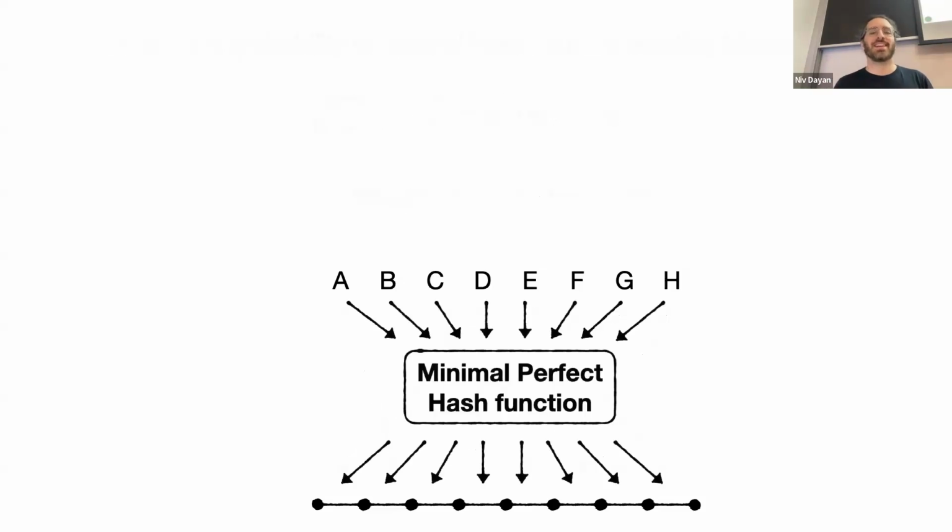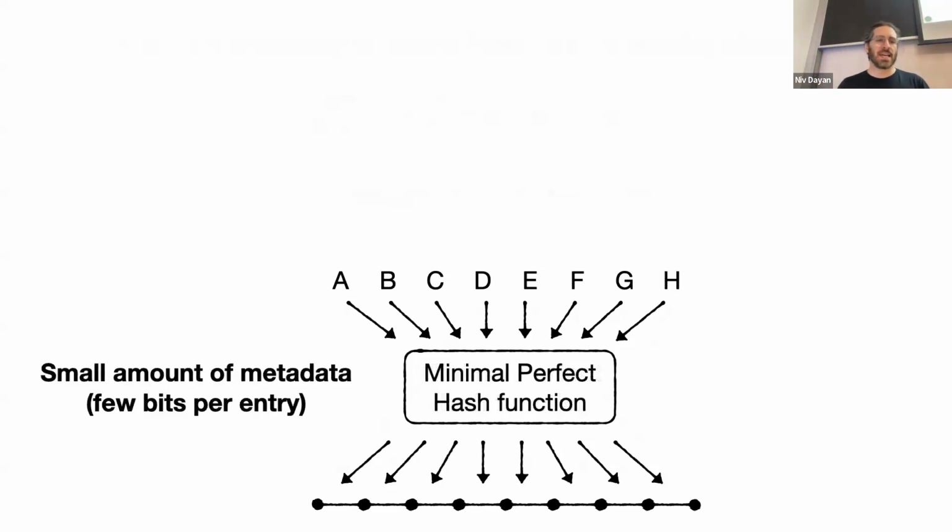Okay, so what we're going to do instead is essentially, this is going to be our minimal perfect hash function. And we're going to construct it. So we're not just going to choose it randomly and hope for the best. We're actually going to construct it with respect to the data. And we're going to use a small amount of metadata to represent this function. And that's how we solve the problem. We solve the problem using space.